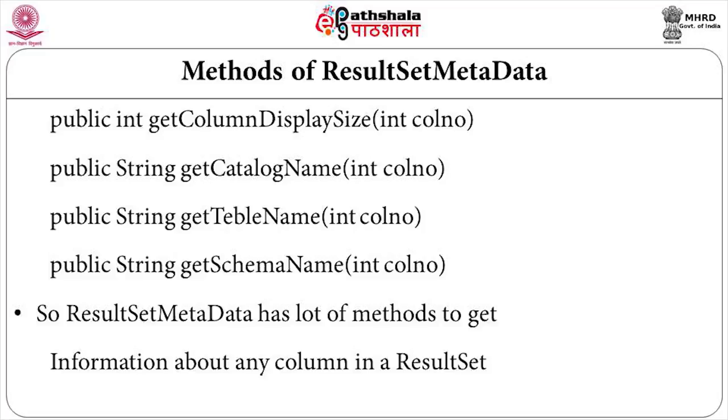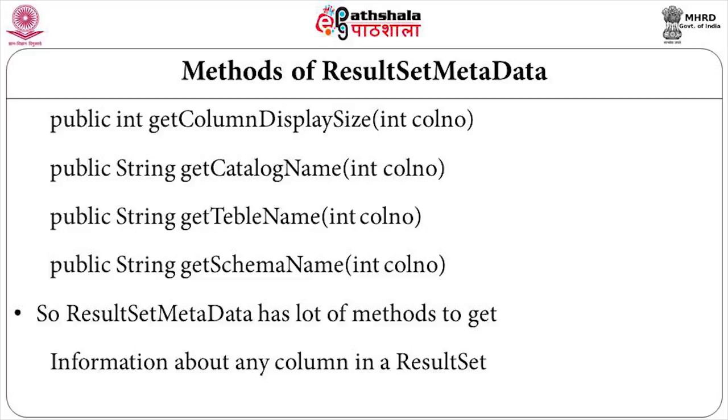Now many times you might like to see the mapping here. So for any particular column, maybe I'm interested in knowing what is the most appropriate Java type. For that, we have a method called getColumnClassName. It takes the column number and returns a string, the name of the Java class which is most appropriate for this particular column's SQL type. Fine. So we got these kinds of methods.